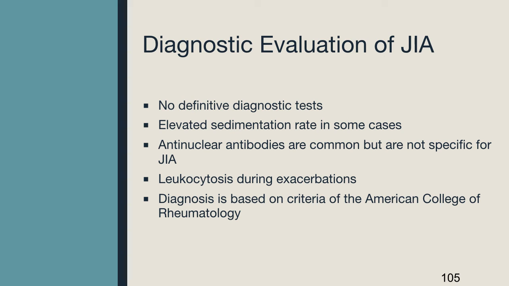There are no definitive diagnostic tests. However, we do see elevated sed rates in some cases, but not all of them. There may be antinuclear antibodies fairly commonly, but not specific for JIA itself. There may be leukocytosis during exacerbations of JIA. But the diagnosis is based on the criteria of the American College of Rheumatology, which says that these symptoms are there.